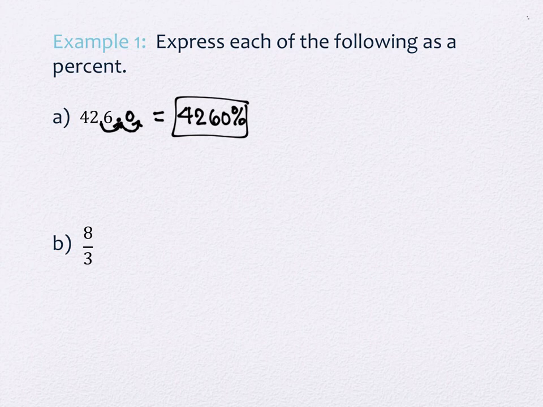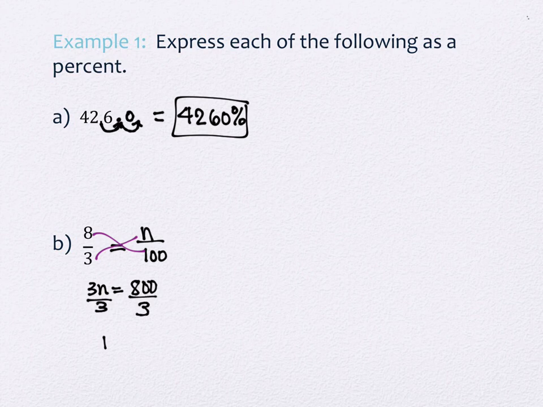Now, on B, moving a decimal doesn't really make a lot of sense. Not only is there no decimal, but I don't even have a number in decimal-ish form. It's a fraction. Fractions work really well to set up with method 2, like a proportion. So you set them up as n over 100 and then cross multiply. If we cross multiply, I'll have 3n equals 800. And then what would I do? I would divide by 3. Grab your calculator if you'd like. What is 800 divided by 3?